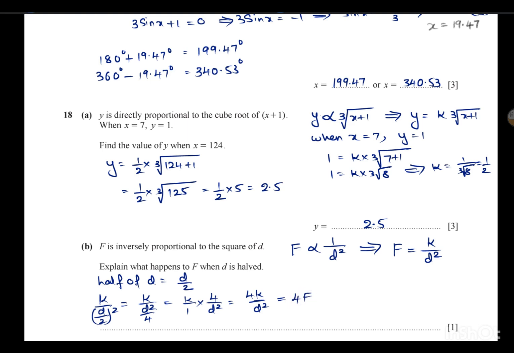So for explain what happens to f, it will be multiplied by 4. This is the answer.